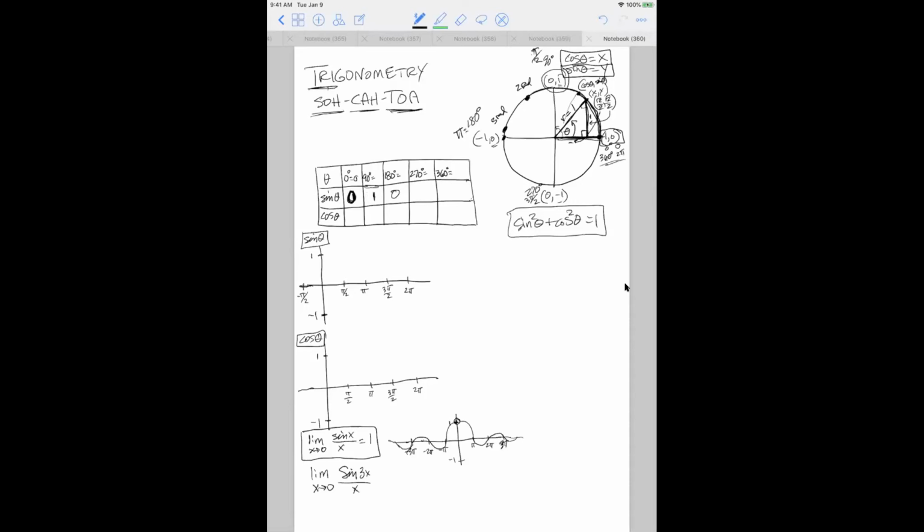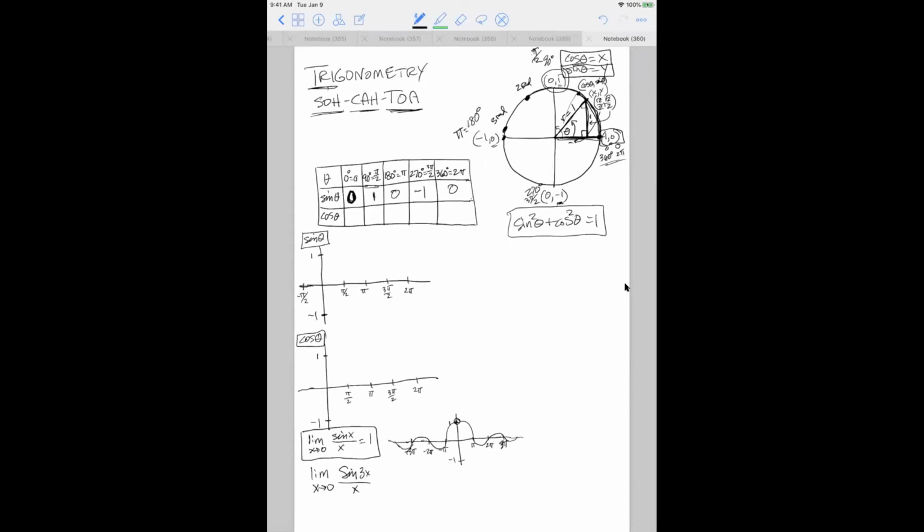At 270, or 3 pi over 2, this is pi over 2. This is pi. This is 3 pi over 2, and this is 2 pi. Okay, 0, 1, and now the y value down here is -1, and the y value up here again is 0. All right, let's do the x value.